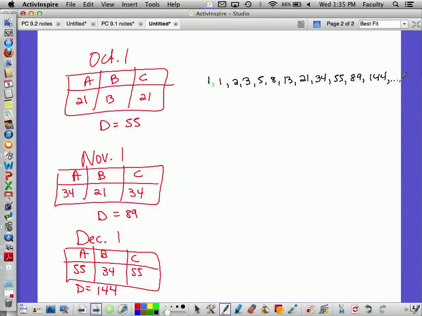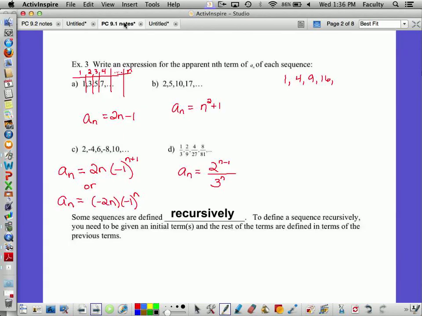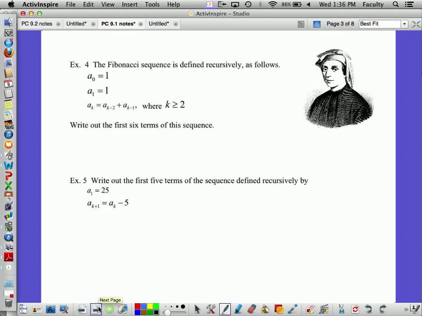So without continuing our chart, we could add 89 plus 144, and that would tell us how many rabbits we would have January 1, a whole year later. That's a lot of rabbits. That is a lot of rabbits. Okay, so let's go back to our notes. How can we write that as an equation? That's what we're going to see.